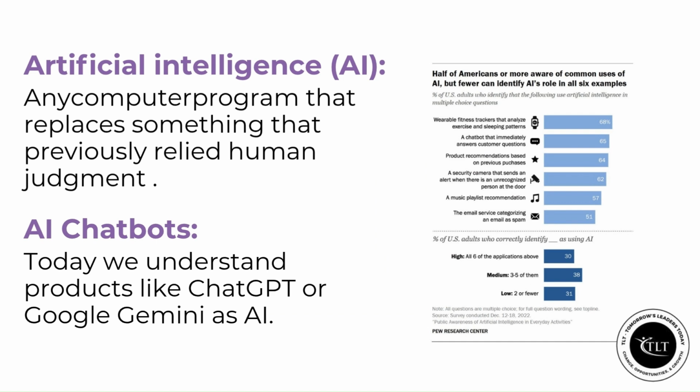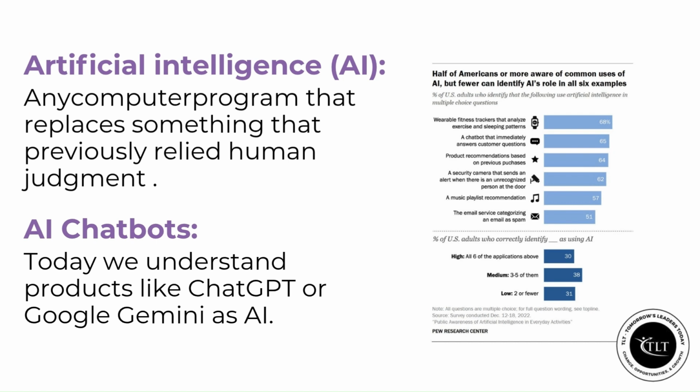So, what is artificial intelligence, or AI? It's defined broadly as any computer program that replaces something that previously relied on human judgment. Some common examples you might not be familiar with but interact with every day are wearable fitness trackers, security cameras like Ring doorbells, or email services that automatically filter out junk or spam emails.